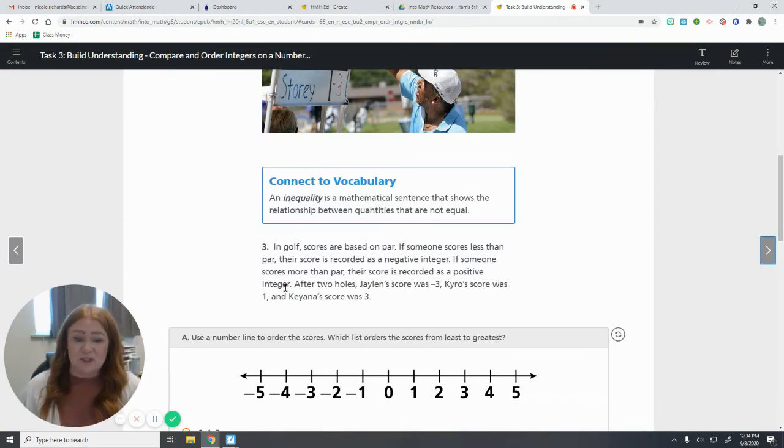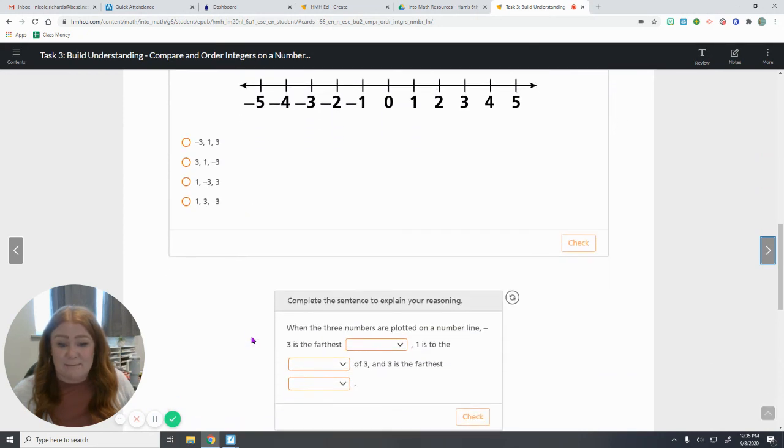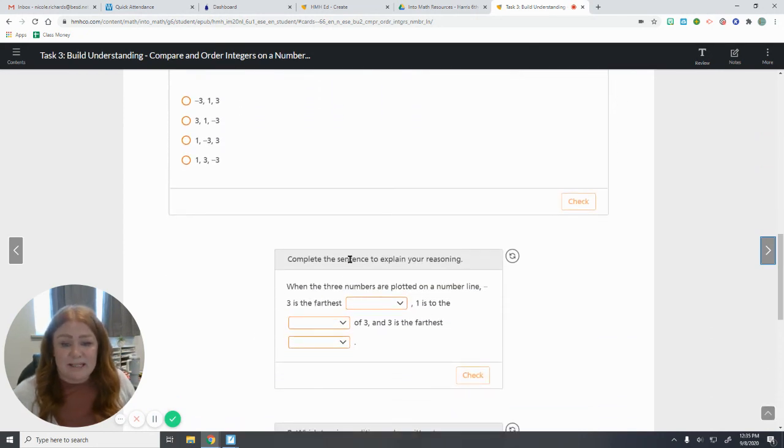After 2 holes, Jalen's score was -3, Cairo's score was 1, and Kiana's score was 3. So think about those if you need to draw yourself a number line to put their scores on. So -3 and 1 and 3. And we're going to put them in order from least on the left all the way to biggest on the right there. So we're going to complete this sentence.